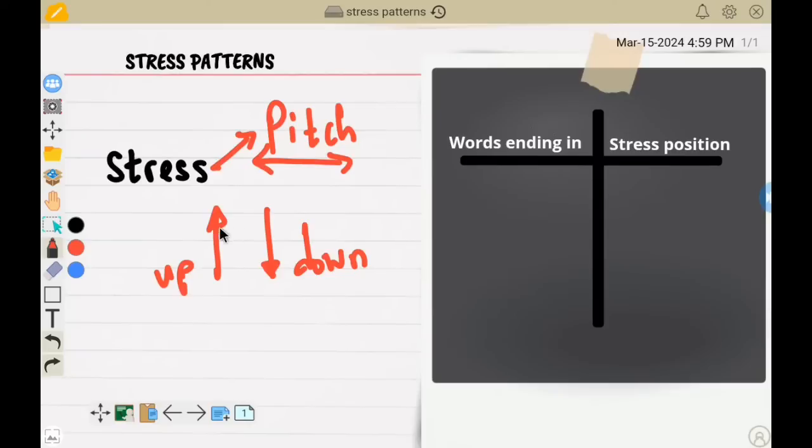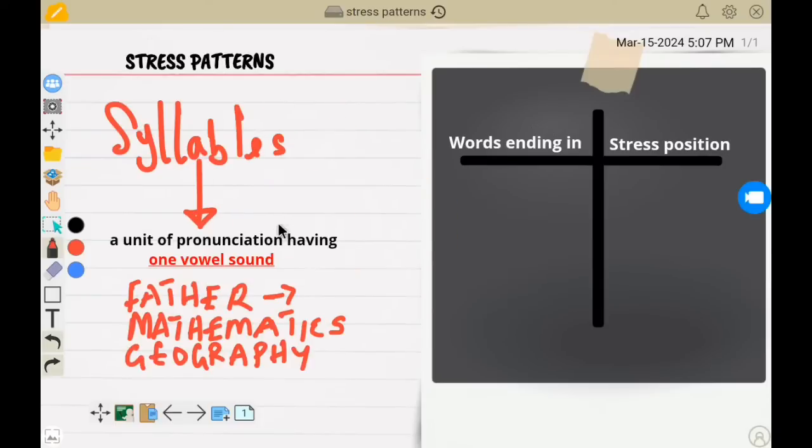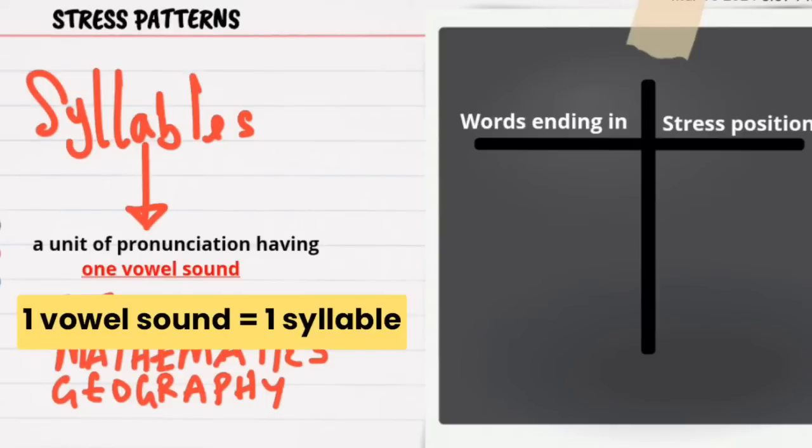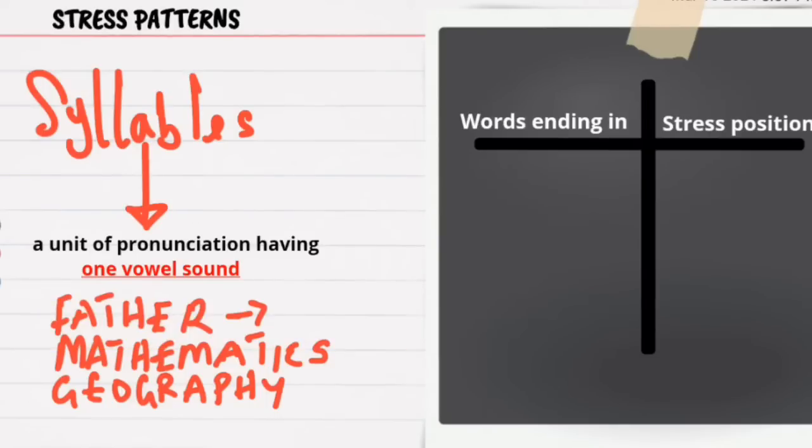But for you to understand stress very well, you need to know about syllables. So let's start with the definition of syllables. A syllable is just a unit of pronunciation of a particular word. When you're pronouncing a word, the units, the breaks that you have in your voice, is what is called a syllable. So one vowel sound constitutes a syllable. A syllable must have one vowel sound. So a unit of pronunciation of a word is called a syllable.